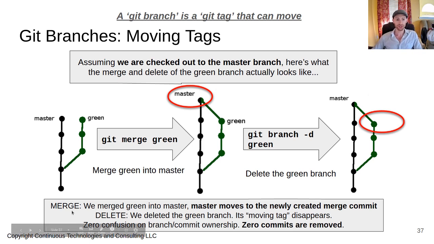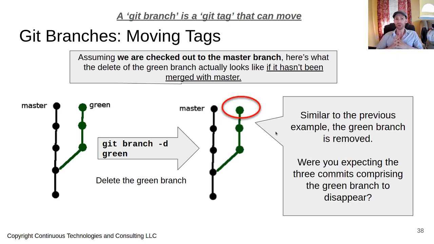So just to reemphasize here, when we merge green into master, master moves to the newly created merge commit, and when we delete the green branch, this moving tag just disappears. There's no confusion on branch or commit ownership, and 0 commits are removed as part of this process. This is the most important thing you will ever learn about branches. If you understand that a branch is just a pointer to a commit that can move based on actions you take, all the other complicated bits of Git just seem to fall into place.